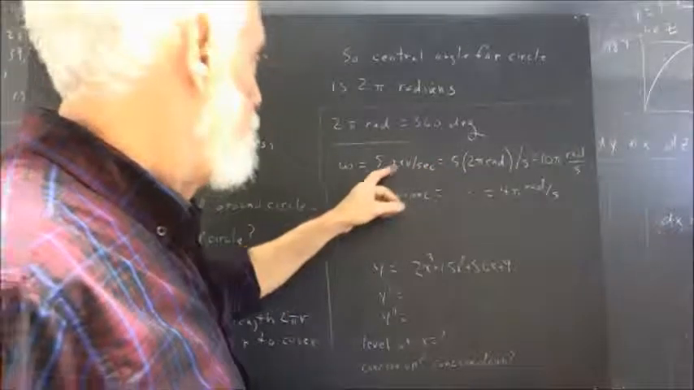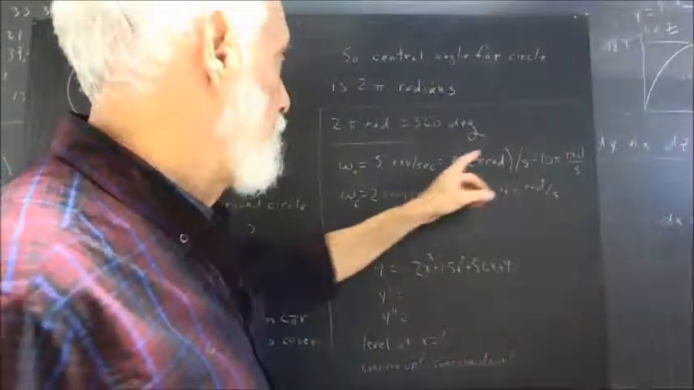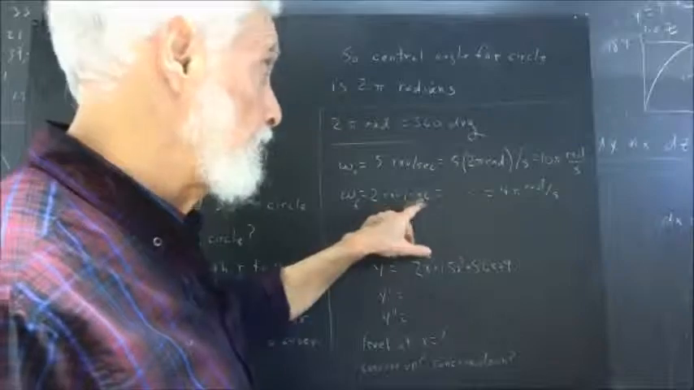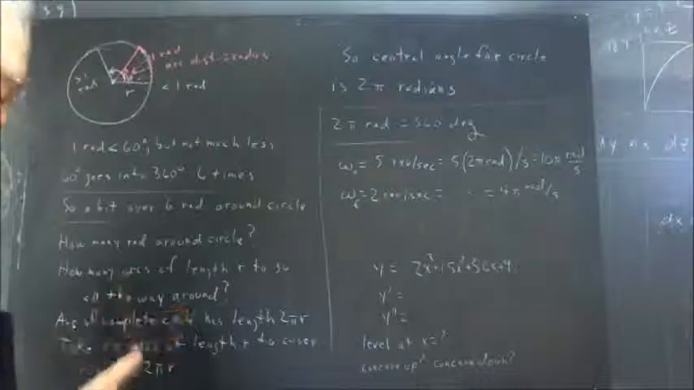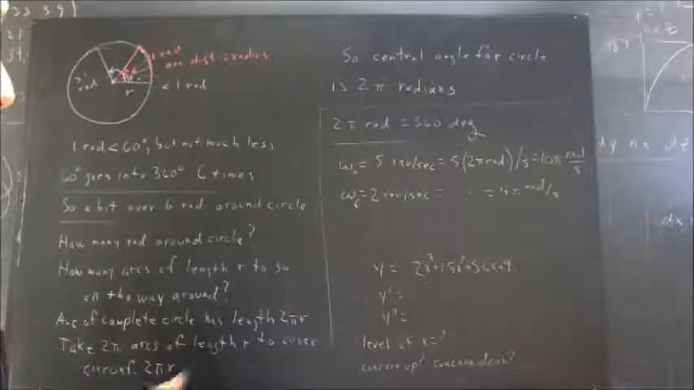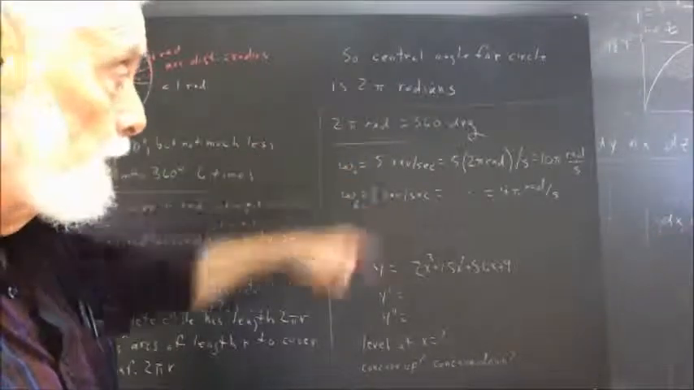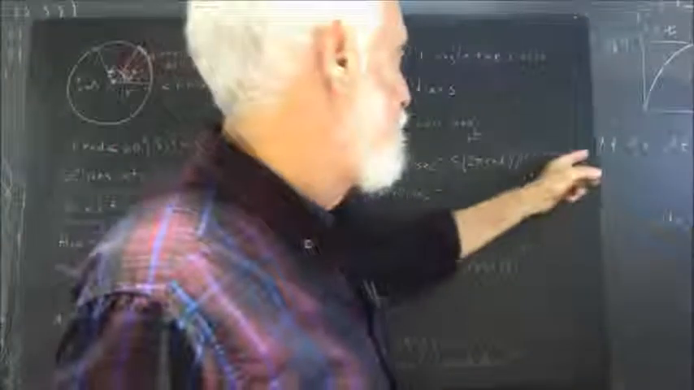Well, then 5 revolutions per second, we replace revolution by 2 pi radians, you have 5 times 2 pi radians per second. And you multiply that out, it's 10 pi radians per second. Similarly, 2 revolutions per second is 2 multiplied by 2 pi radians per second, which is 4 pi radians per second. So we have the same angular velocities we had in the first problem, the 5 revolutions per second and 2 revolutions per second, now expressed as 10 pi radians per second or 4 pi radians per second.